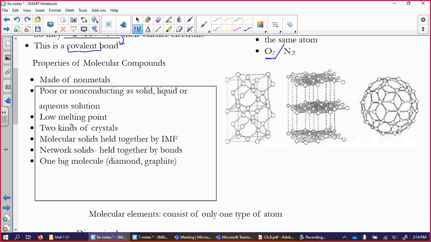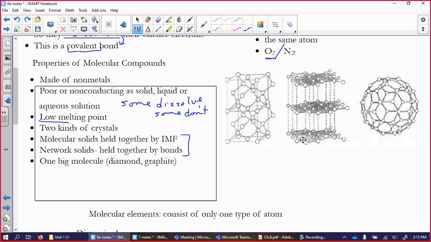Ionic compounds have high melting points. Molecular have low melting points. Ionic compounds are generally crystalline. We have two different types, which we don't really need to worry about. They're poor or non-conductors, even if they do dissolve, because a lot of them don't dissolve. And we'll talk about that quickly at the end.